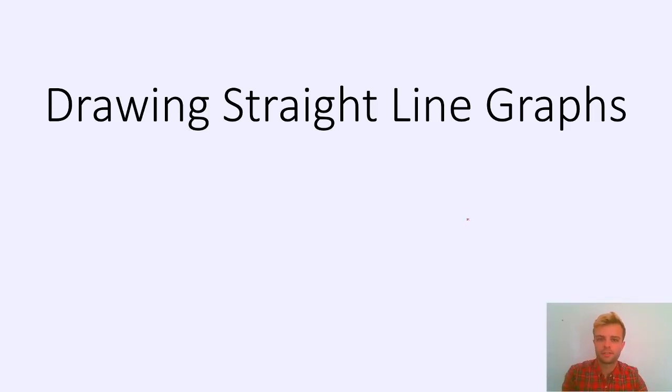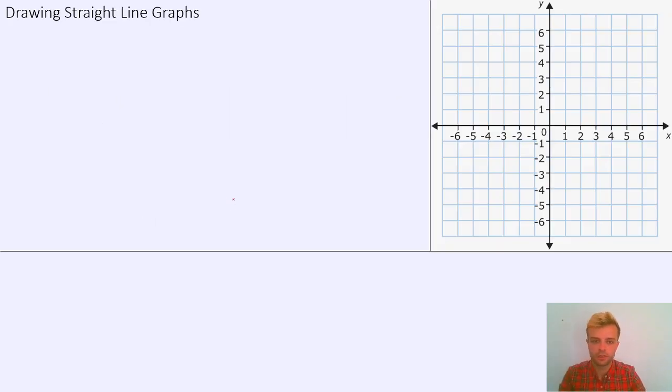Okay, so here we're going to be looking at how to draw straight line graphs. Usually you'll be given an equation, something like y equals 2x plus 3, and you have to know how to turn that equation into an actual physical graph. Now, there are shortcuts for doing it, but this is the way that will work for most types of equation.